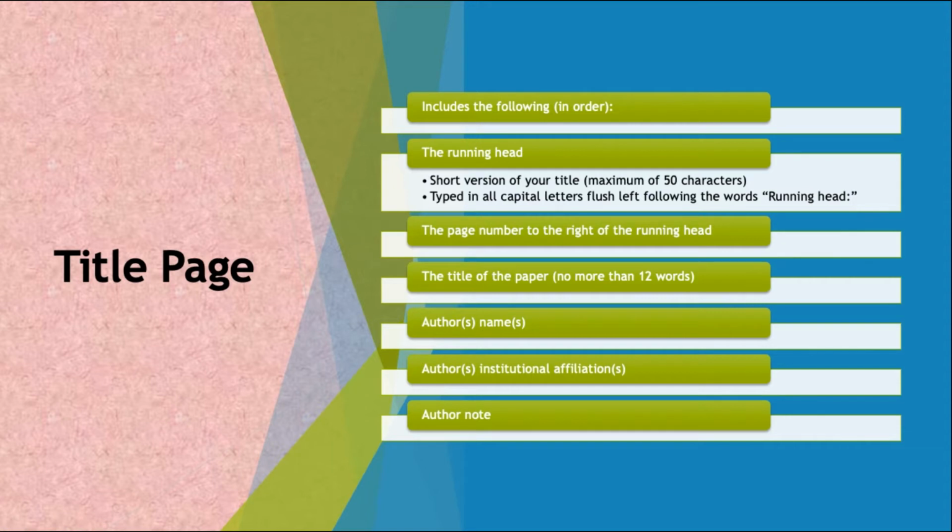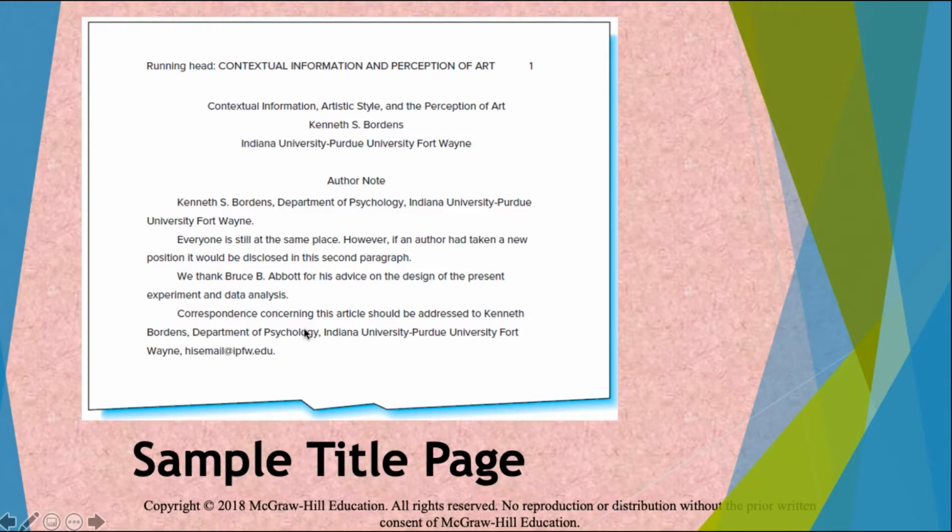In the title page, you have to include the following: the running head, a short version of your title, maximum 50 characters, typed in all capital letters, flush left, following the words Running head. The page number goes to the right of the running head. The title of the paper should be not more than 12 words, and you include the author's name, the author's institutional affiliation, and author notes. And we can see an example. For example, this is the running head, and here's the title, and this is the author affiliation, and this is the note.